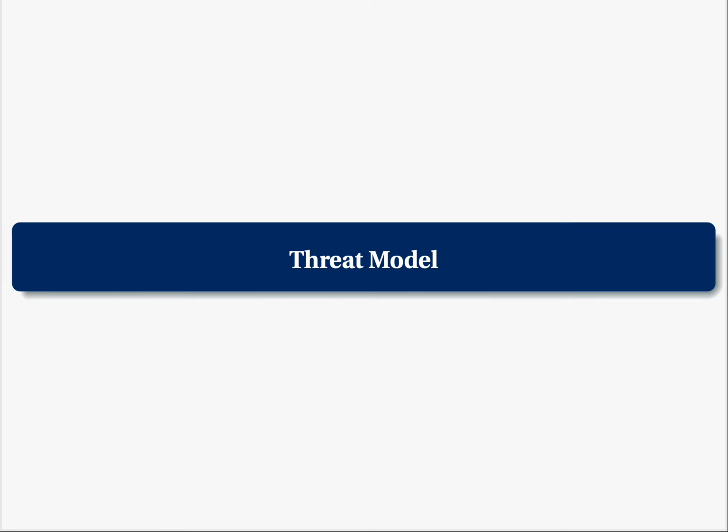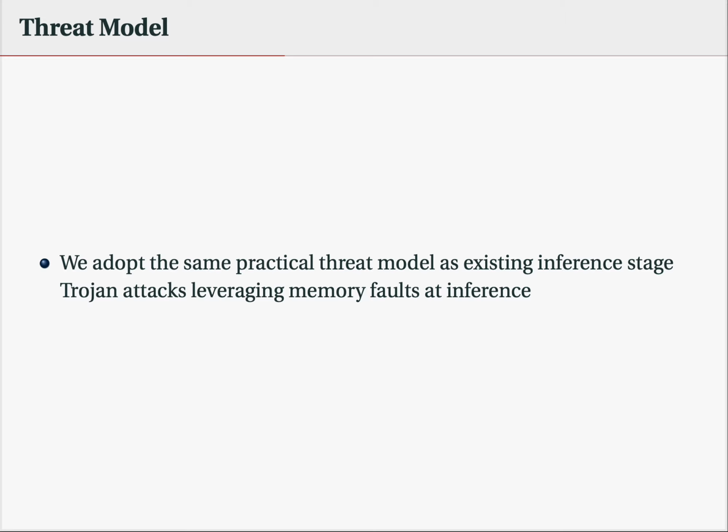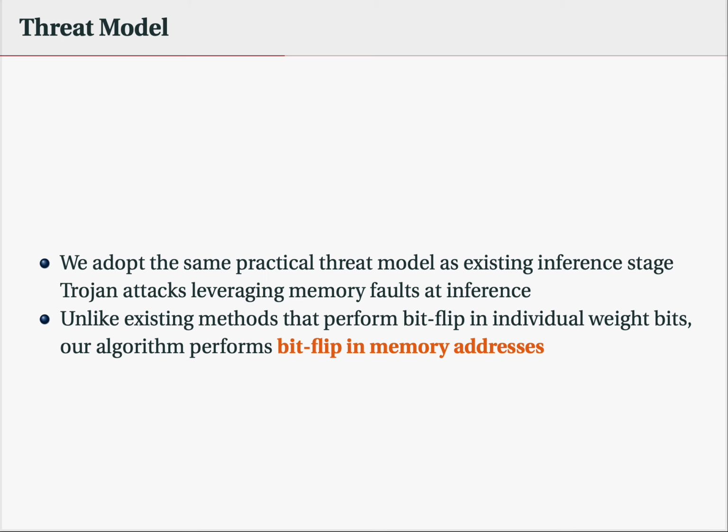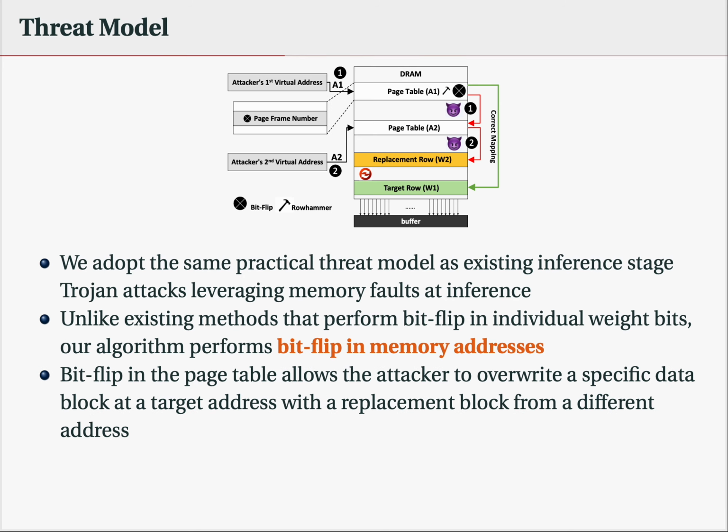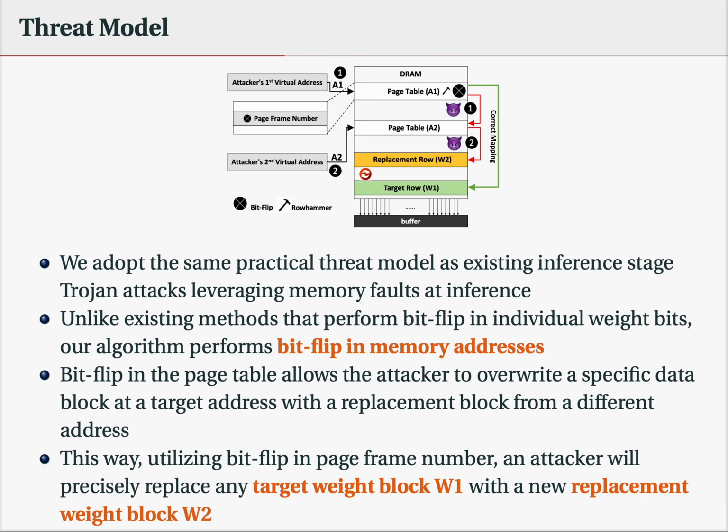Now we will introduce our threat model. We adopt the same practical threat model as existing inference stage Trojan attacks. However, unlike existing methods that perform bit flips in individual weight bits, our proposed algorithm performs bit flips in memory addresses. This way, utilizing bit flips in the page frame number, the attacker can precisely replace any target weight block with a new replacement weight block.